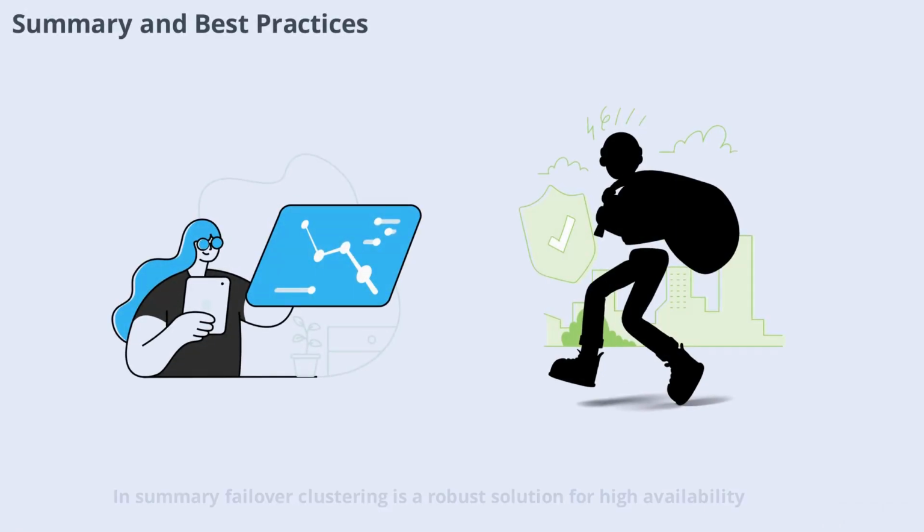In summary, failover clustering is a robust solution for high availability and scalability in Windows Server and Azure Local environments. By following best practices in planning, deployment, management, and troubleshooting, you can ensure your critical workloads remain online and resilient. Regularly validate your cluster, keep systems updated, and monitor health proactively. Whether you're running a small two-node cluster or a large-scale cluster set, these principles will help you achieve reliable, efficient, and secure operations.